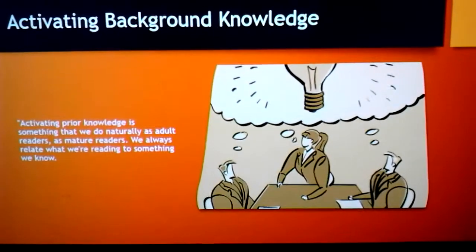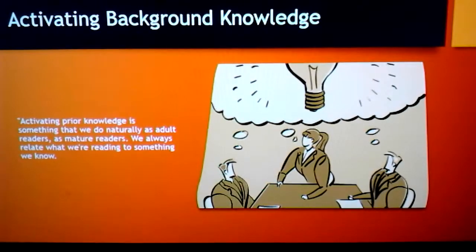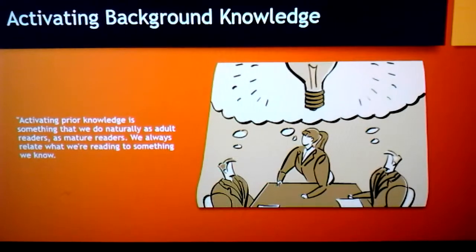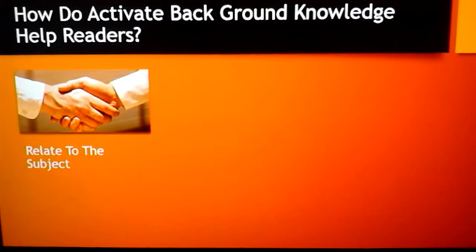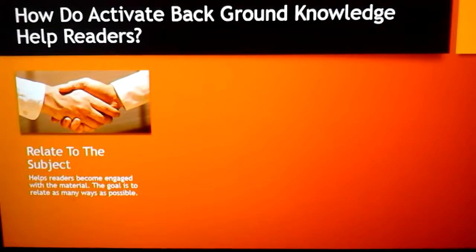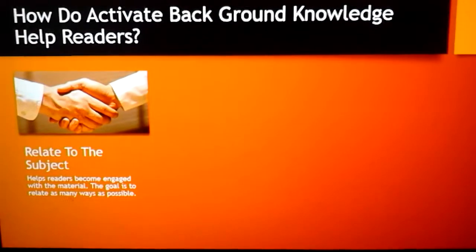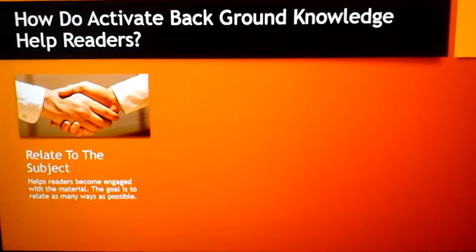So the question that I had before I actually read the article was, how did they lose weight fast? Because I was not able to do so. So that's how we activated our background knowledge. And how does it help a reader? It helps a reader to relate to the subject, just as I did with the grocery store experience. It helps the reader to become more engaged with the material. To relate in as many ways as possible is the best way to be engaged with your reading.